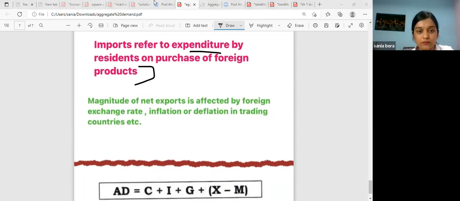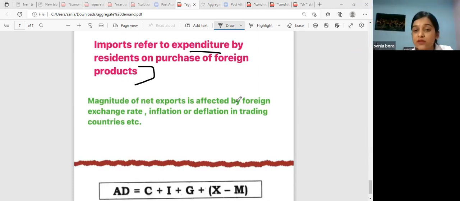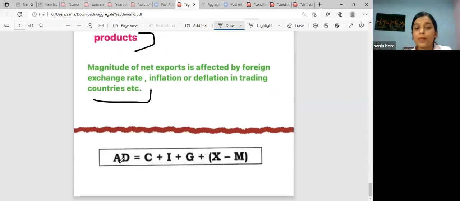Okay. Yes. The magnitude of net export is affected by foreign exchange rate, inflation and deflation in the trading countries. So these are the factors that are going to affect net export. Okay, and now you can see AD. C is private expenditure, I is investment, G is government expenditure, and X minus M is net export. So you can see all 4 components we covered. Yes, no?